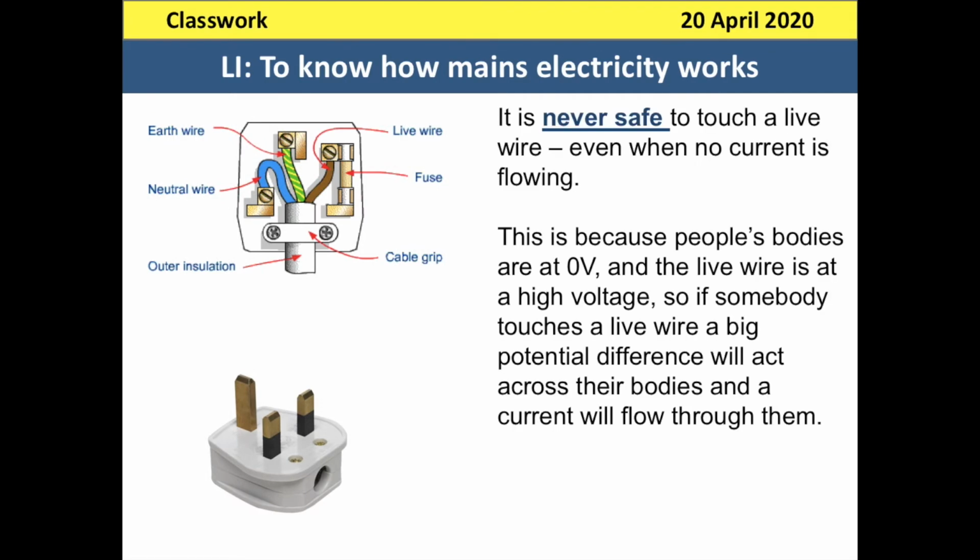Now please remember this, it is never safe to touch a live wire even when there is no current flowing. That is because your body is at 0 volts and the live wire is high voltage, usually 230 volts. So if you touch the live wire, because that is 230 volts and you are 0 volts, there is a big potential difference between you and the live wire, and that will cause a current to flow from the live wire to your body, and that is what an electric shock is.